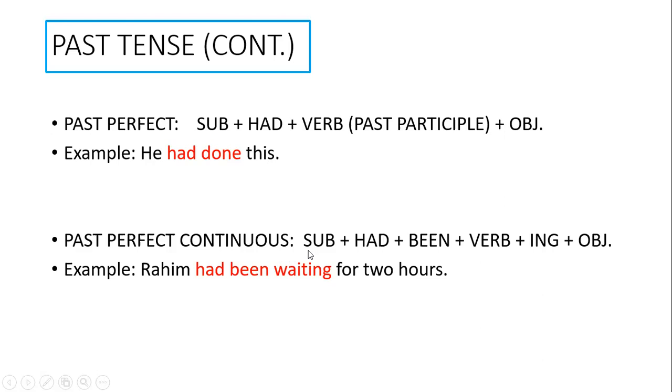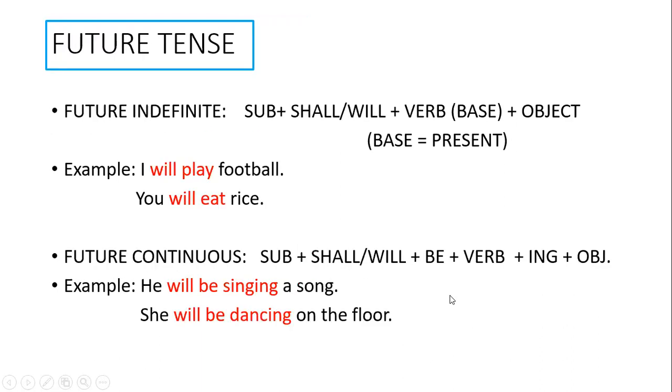In past perfect continuous tense, we just do the same thing as the present perfect continuous tense, with an exception that in the present perfect continuous tense we use have or has, and in the past perfect continuous tense we will use had. So subject plus had plus been plus main verb plus ing plus object is the structure of the past perfect continuous tense. For example, Rohim had been waiting for 2 hours.